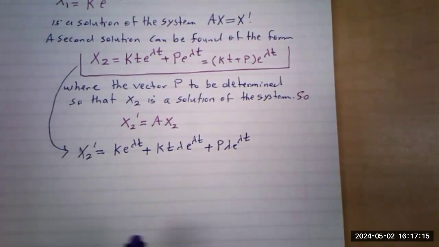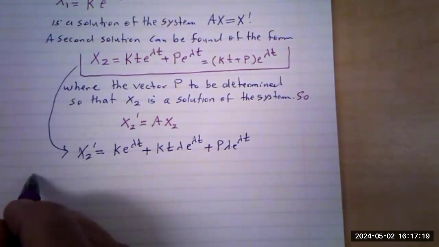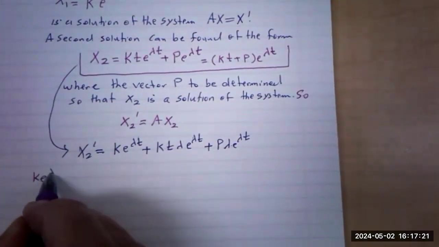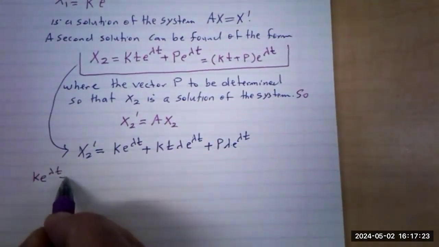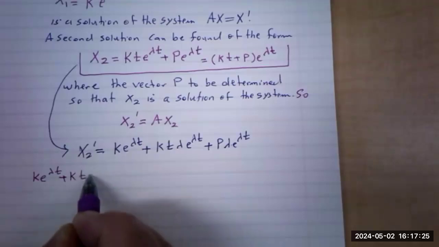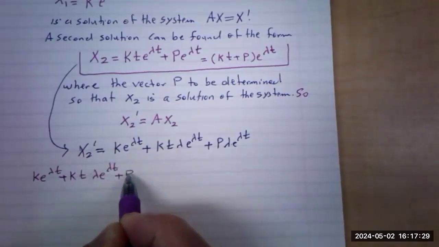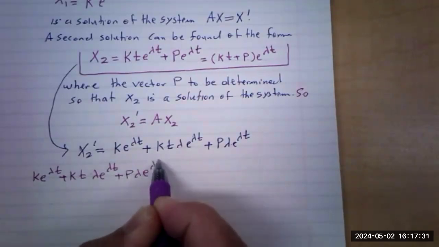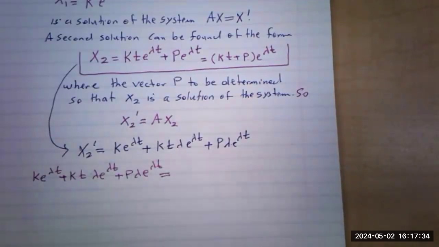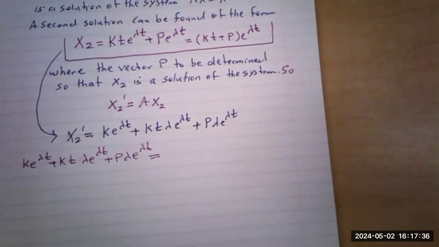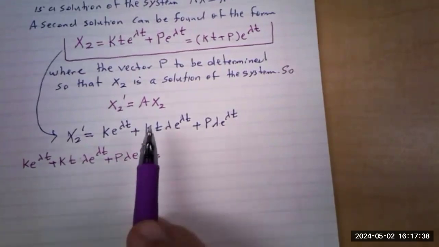So substitute in this equation. We should have k e to the lambda t plus k t lambda e to the lambda t plus p lambda e to the lambda t equal to A x2.